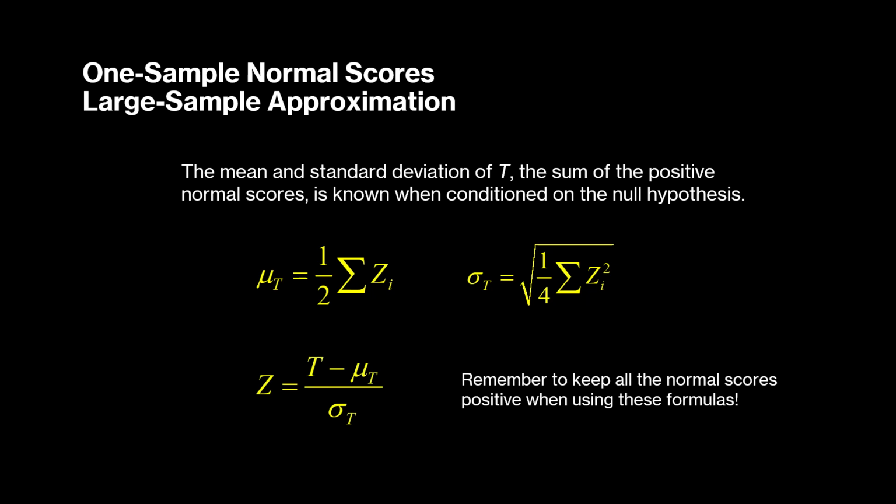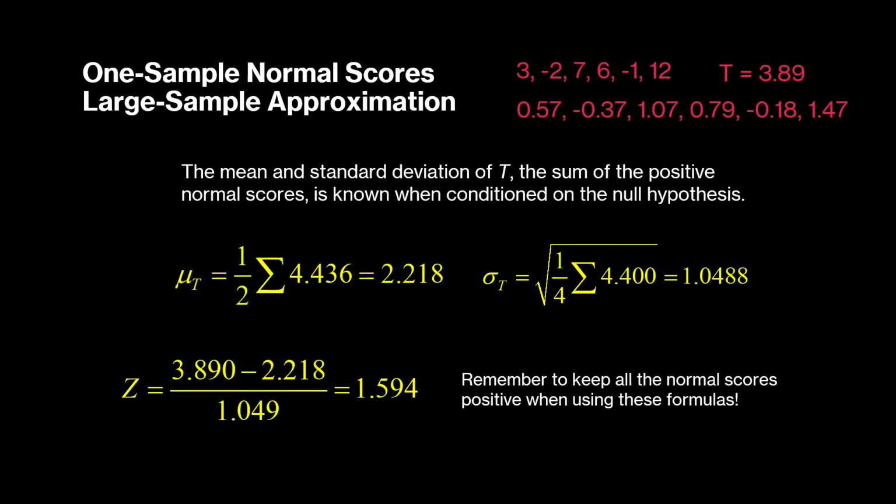There is no correction for continuity here because we're already drawing our normal scores from a normal distribution. Remember to keep all the normal scores positive when using these formulas. That is, even though you're only going to add up the positive normal scores when you calculate your test statistic, you need to add them all up when you calculate the mean and standard deviation.